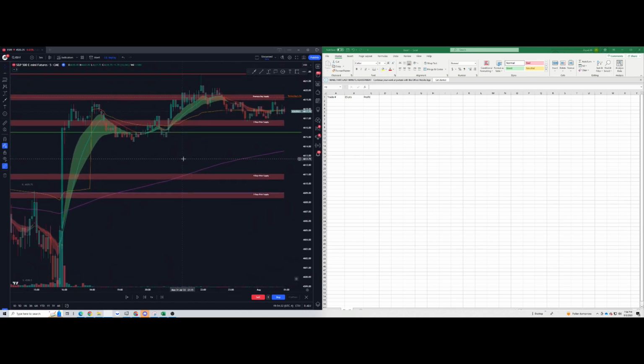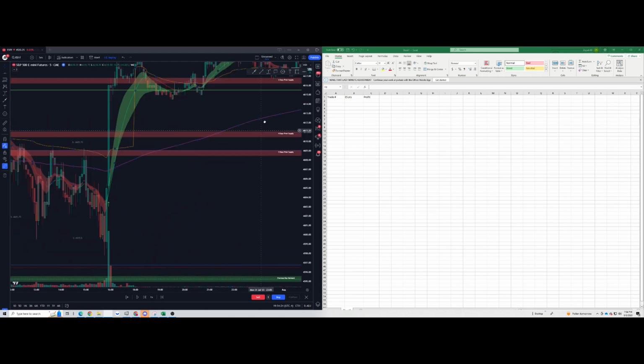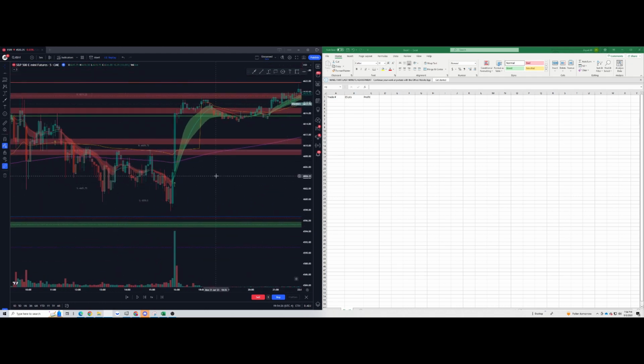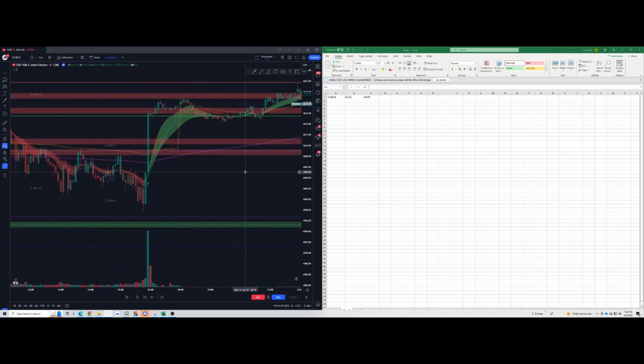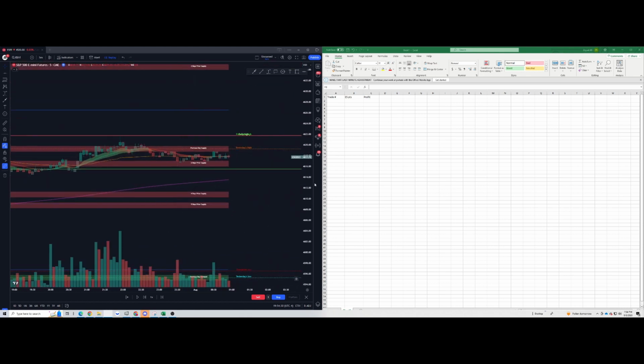Our profit targets are always the next support or resistance level down, and we're going to use the auto support and resistance, and where we see a very strong pivot point, we're going to mark those as well, and then those will be our targets.